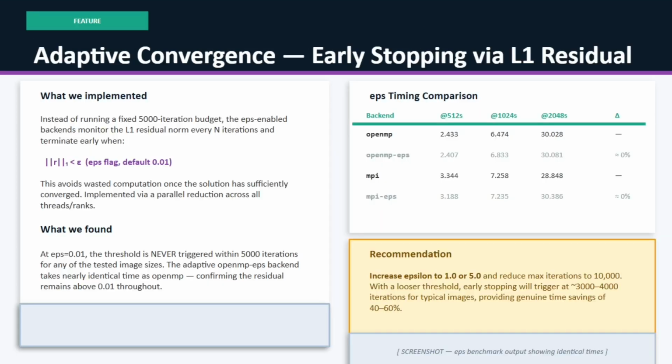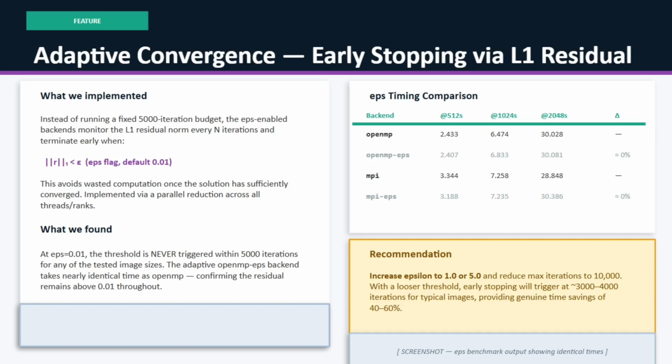Now, instead of always running exactly 5000 iterations, we can add a feature that checks if we have achieved our output or not, and stops early. Every n iterations, the solver computes the L1 residual, which is the error across all pixels. If that error drops below a certain threshold, let's say 0.01, it stops immediately instead of running to 5000.